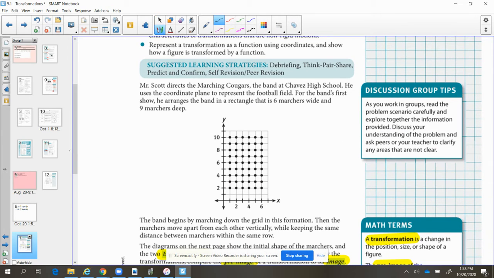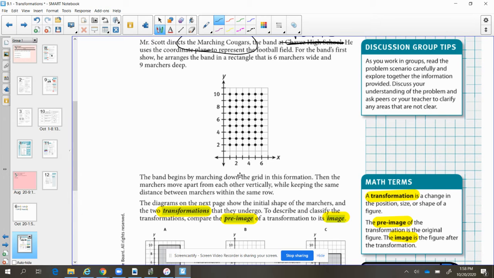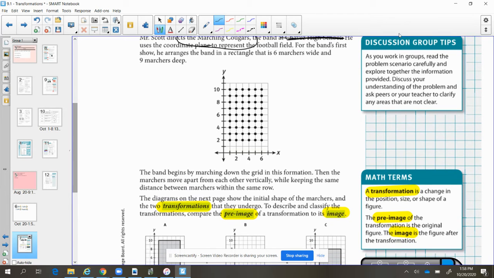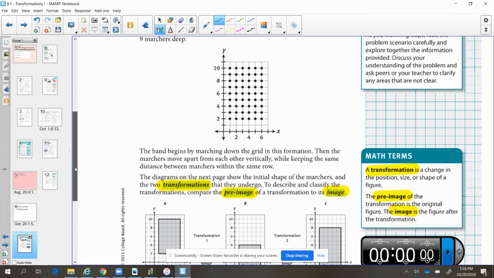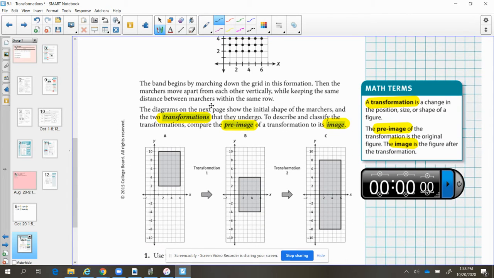So again, we're starting with the Marching Cougars, but of Chavez High School. So let's just change that to PSHS, right? And this is our formation of our band here, kind of on a coordinate plane. So think if you're standing on the football field, you're standing on those markers for the yard lines. So we have 6 marchers wide, 9 marchers deep on this. Now the band starts marching, and they're going to move apart from each other vertically, while keeping the same distance between them. So here's our original picture here in part A.